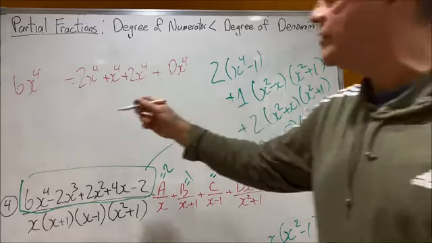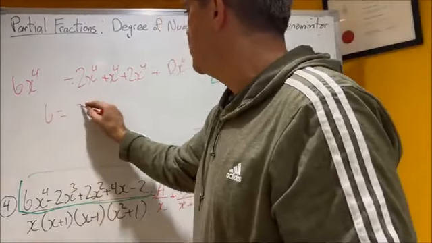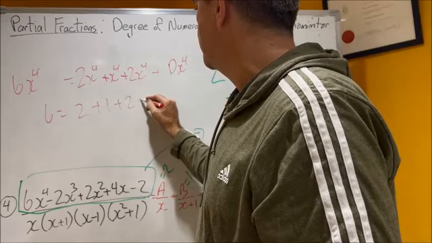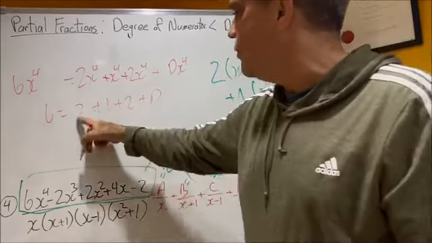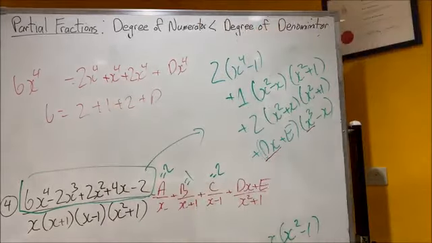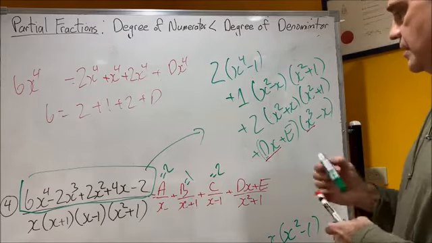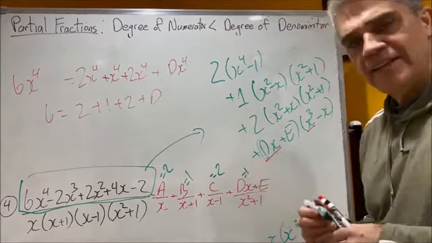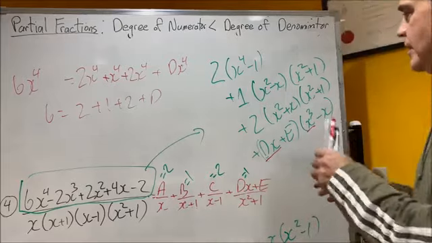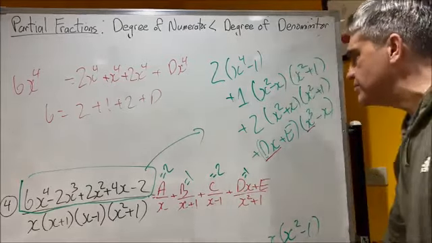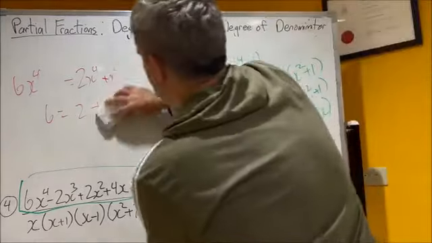So now we look at the coefficients. So you say 6 equals 2 plus 1 plus 2 plus d. 2, 4, 5. So obviously d is equal to 1, right? D equals 1. Isn't that nice? No system of equations. Well, we're just matching up the coefficients. Okay, let's erase that and move on now.